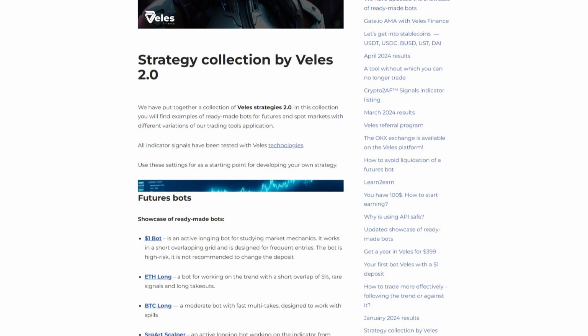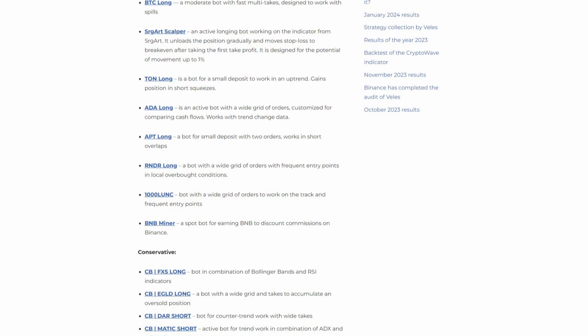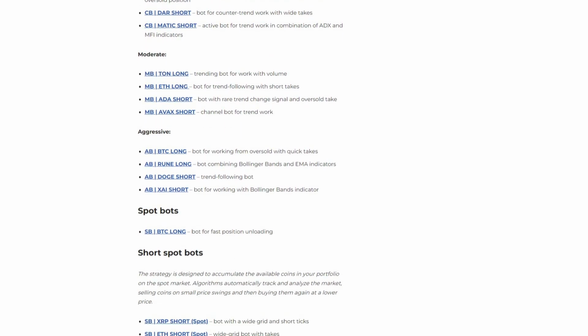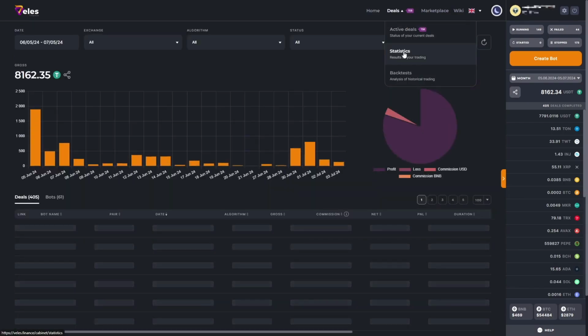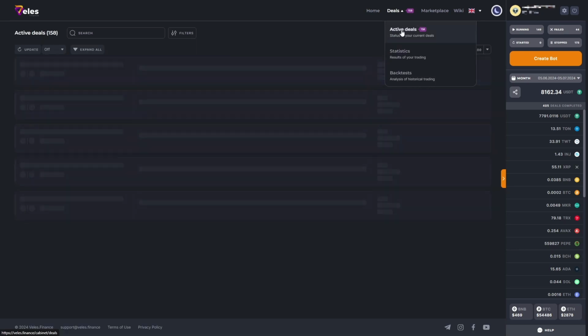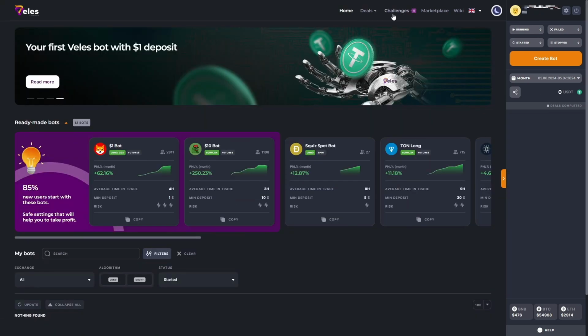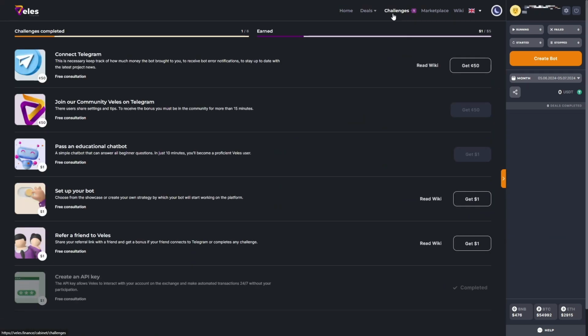Ready-made bots are also featured in the collection of ready-made strategies, which can be found in our blog. You can monitor statistics in the trade section, where you will also find active trades. Don't forget about the challenges. For completing them, you will receive funds in your internal account to pay fees.